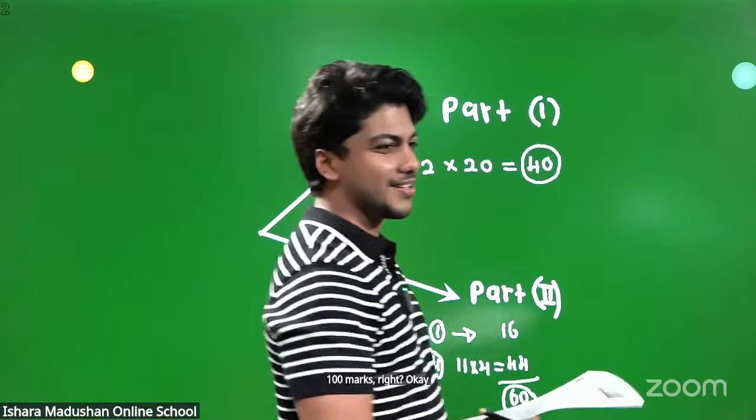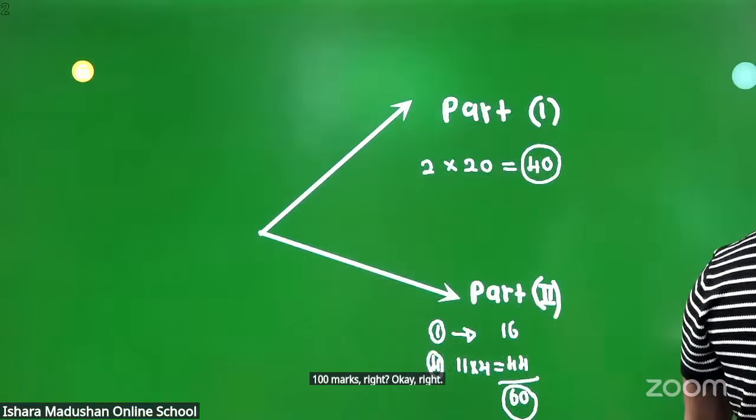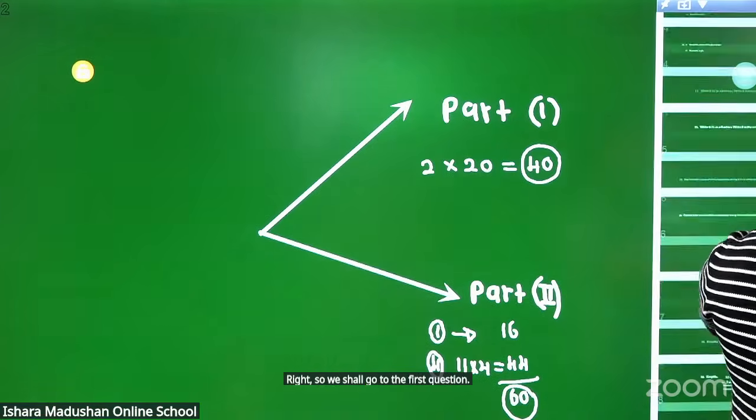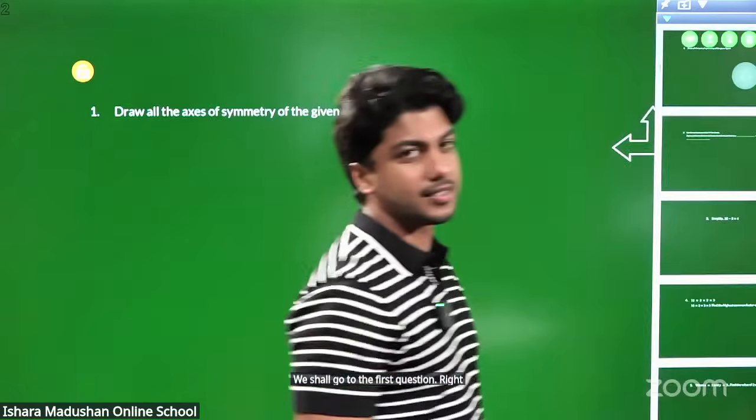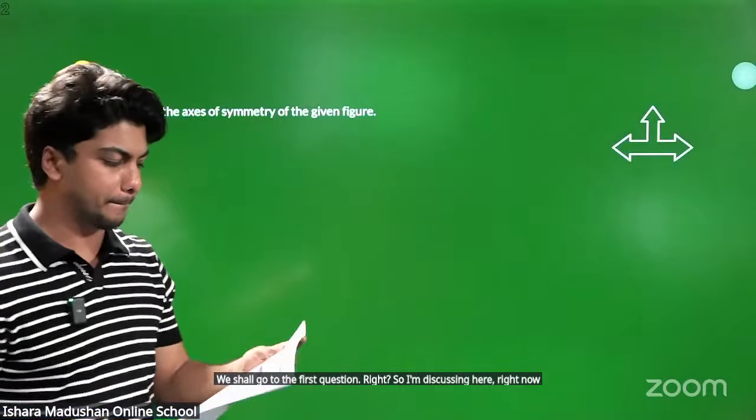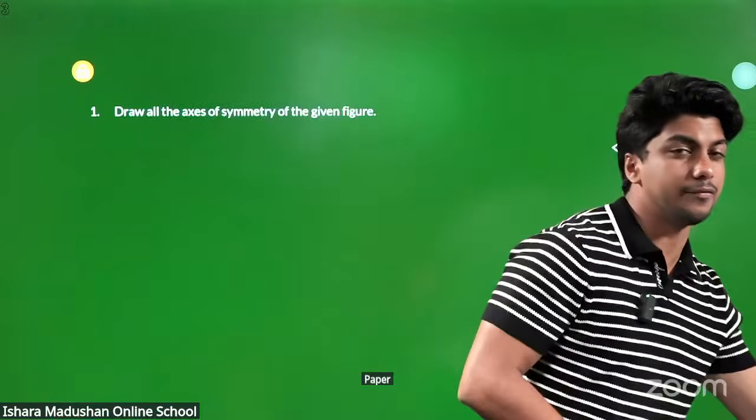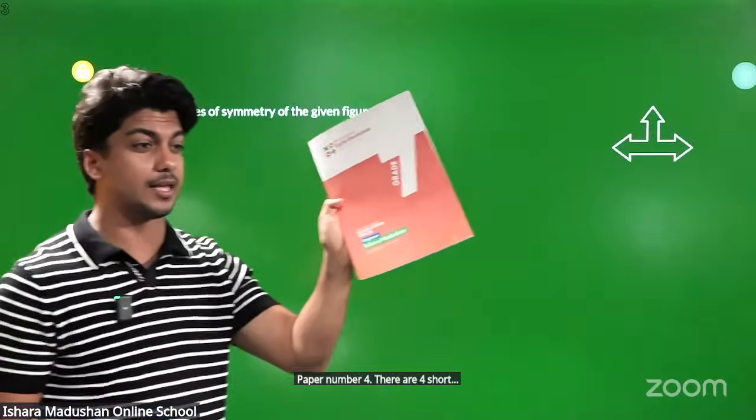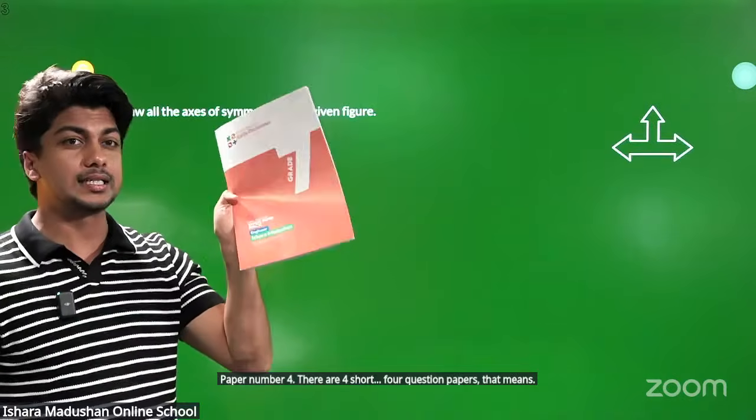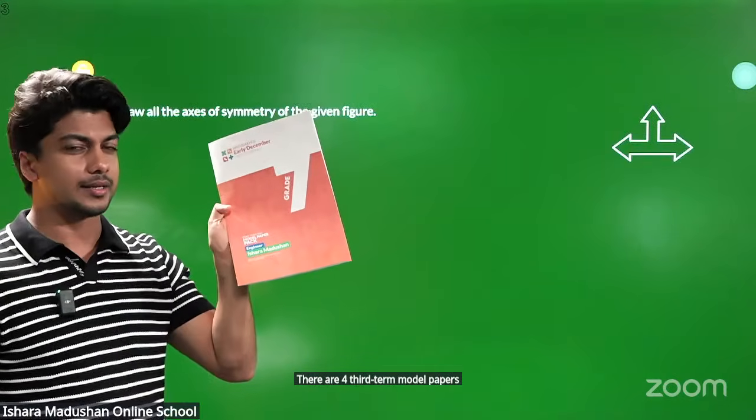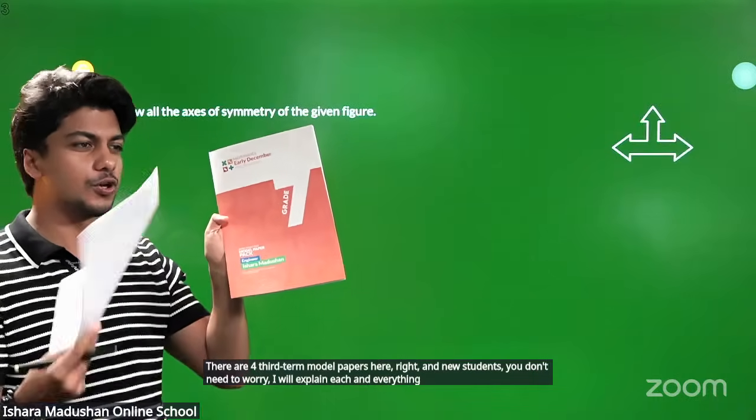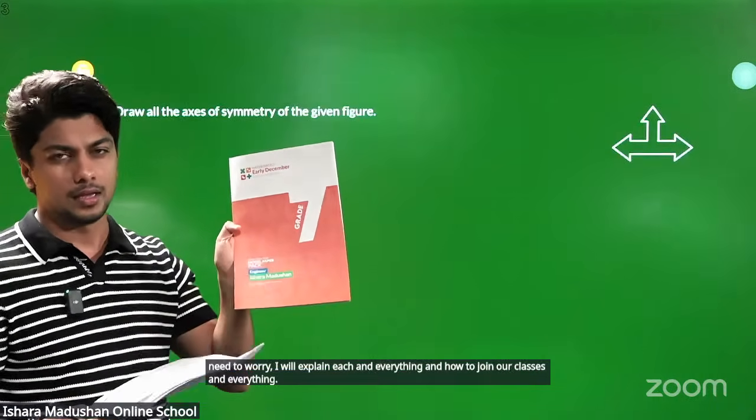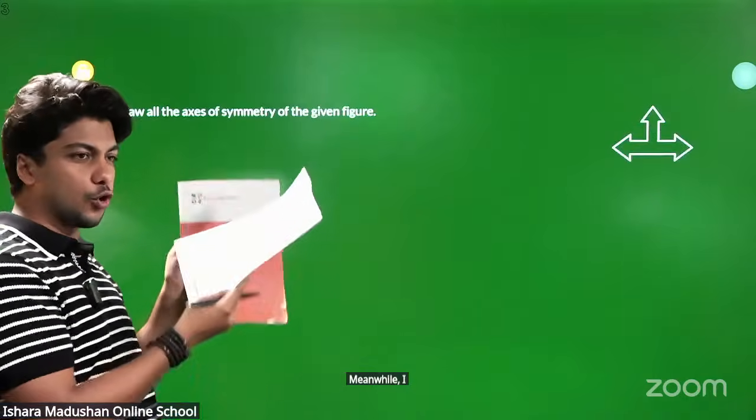Okay. Right. So we shall go to the first question. I'm discussing right now your question paper number 4. There are 4 question papers. That means there are 4 third term model papers here, right? And new students, you don't need to worry. I will explain each and everything and how to join our classes. Meanwhile, I am doing the seminar. We shall go to the questions right now.